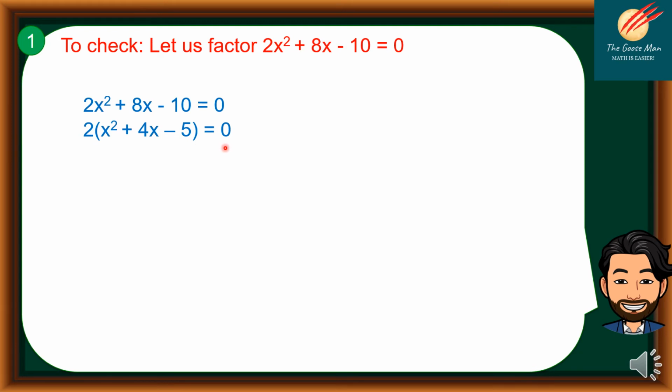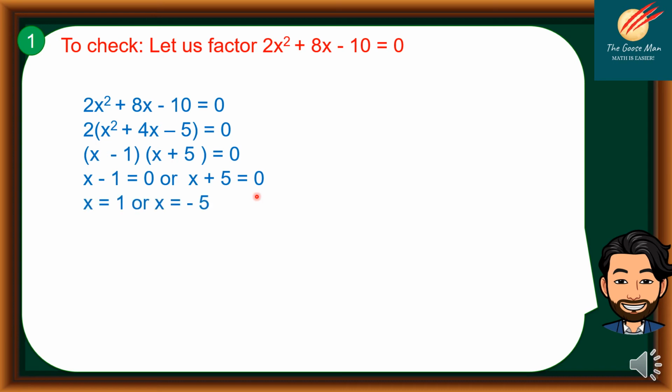I divide both sides of the equation by 2, and it will result to x squared plus 4x minus 5. However, x squared plus 4x minus 5 factors as x minus 1 times x plus 5 is equal to 0. Now, I can equate this as x minus 1 equals 0 or x plus 5 is equal to 0. So to look for the values of x, x is equal to 1 or x is equal to negative 5.